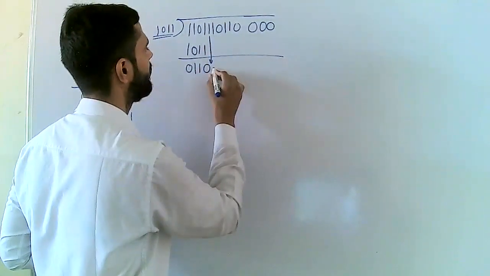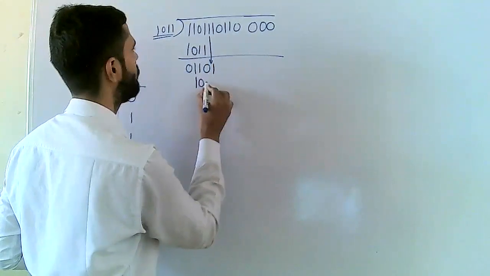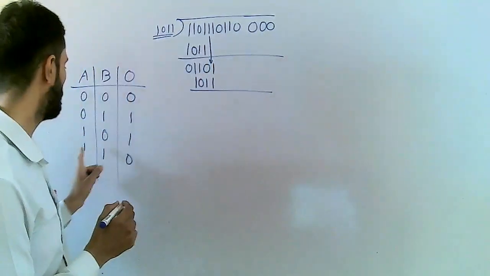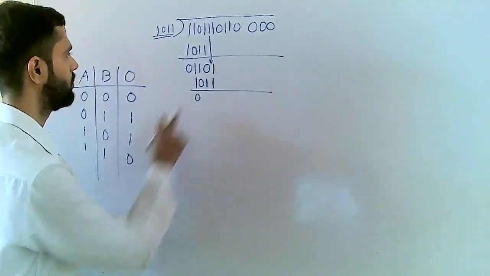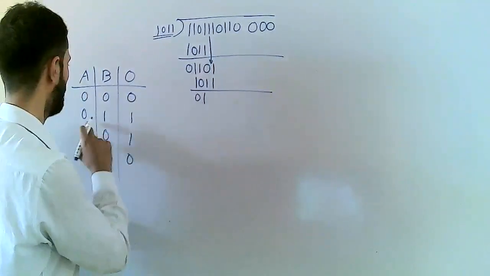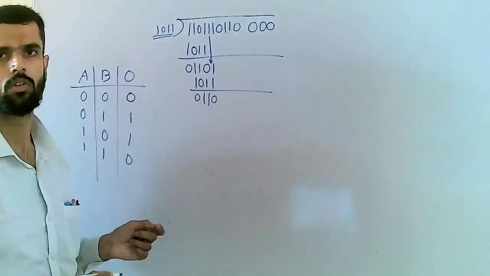That is, we have to take this bit. Okay, and again start division, that is 1, 0, 1, 1. It will give the result as what? If both the values are 1, then output is 0. For 1, 0, output is 1. For 0, 1, output is 1. For 1, 1, output is 0.